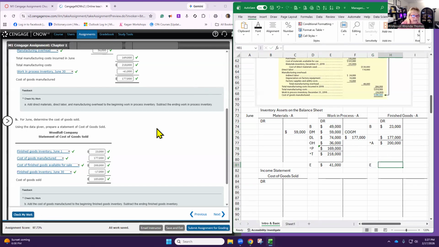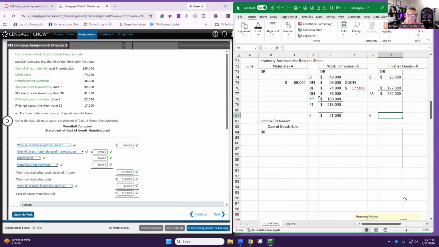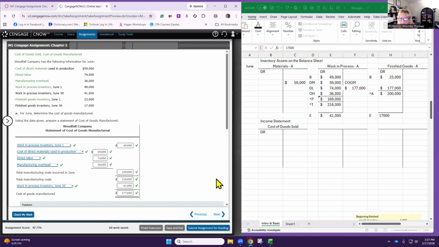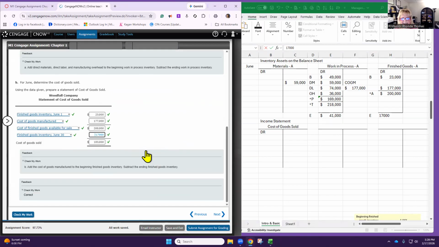Okay, it says that here, and here are our totals, right? Here's finished goods June 1, finished goods June 30th. So 17,000. All right, and then we're going to subtract. So I went ahead and put a negative in there. If they let you put a negative, go ahead and do it. If it shows it's wrong, you might try it as a positive number before you start trying to figure out a different number.